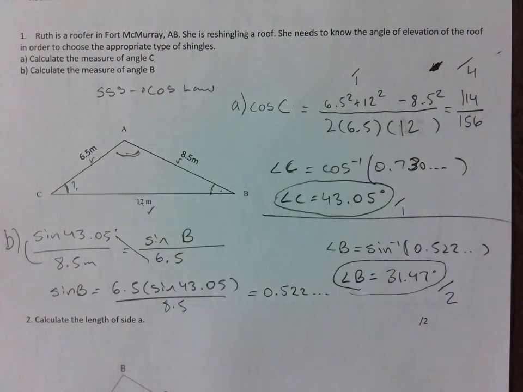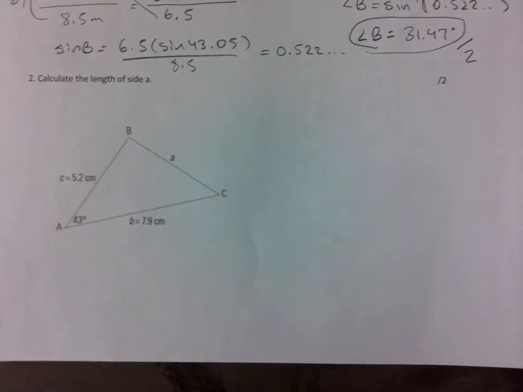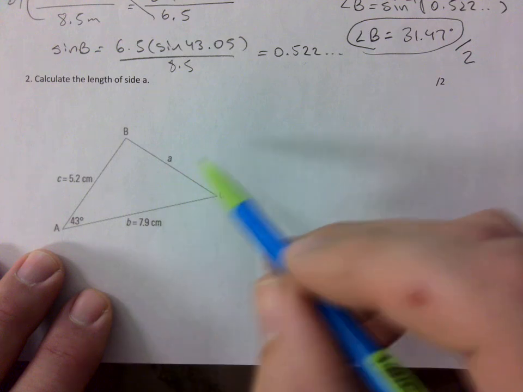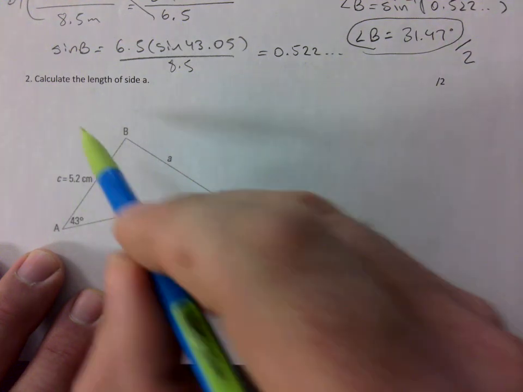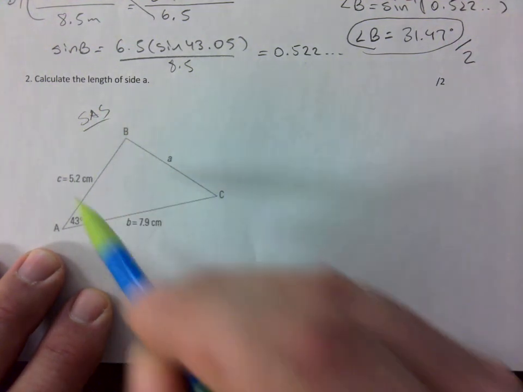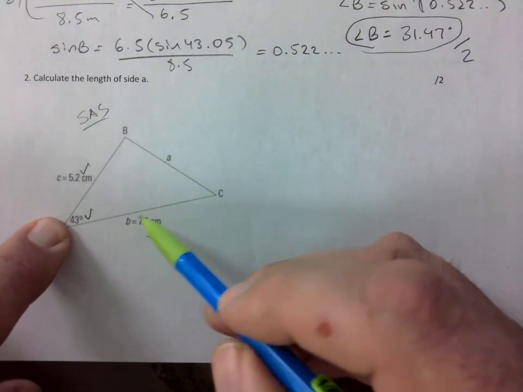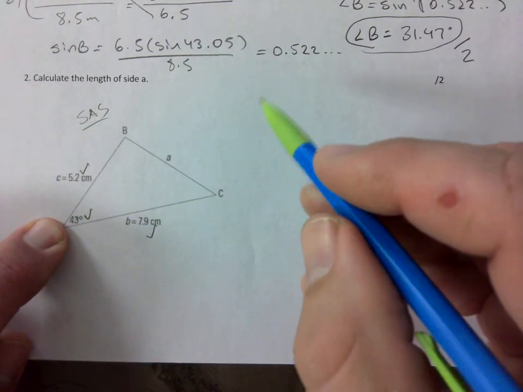Think about it. If I'm the angle across the longest side, the longer that side gets, the more I'm going to have to open my angle to make sure I meet that side. So there you go. Next, calculate the length of side A. You're trying to find a pair. You cannot find a pair, but you should also realize that this is side, angle, side. The 2 sides are surrounding the only angle you know.